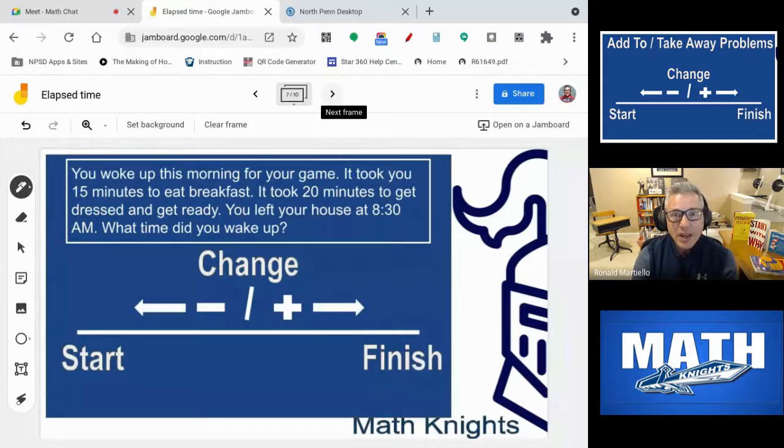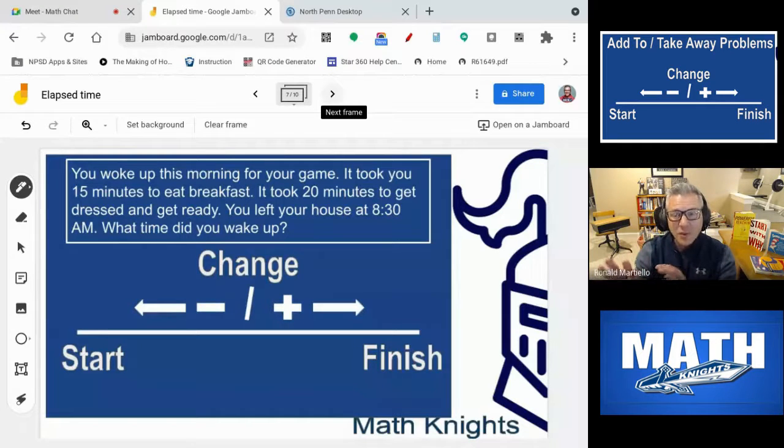What time did you wake up? Now, I have 2 change numbers in here, and that's something you're going to want to discuss with them, because they're going to think that 15 minutes is your start number, because they're thinking procedurally through this and not conceptually. Talk about how that change number is 2 numbers combined, and that the finish number seems as though they got the finish number there.